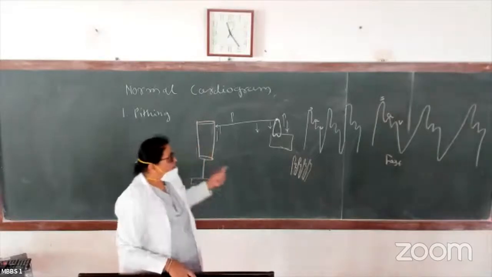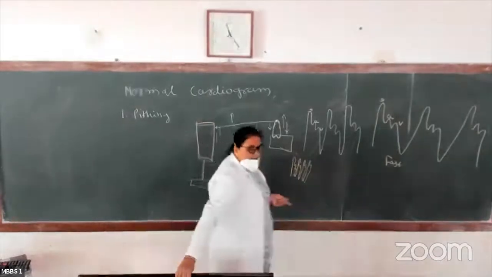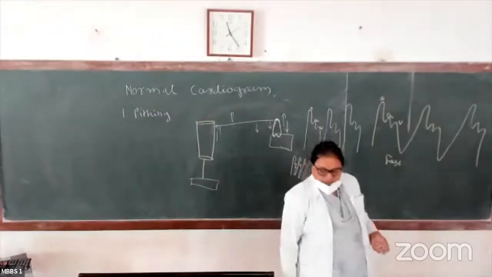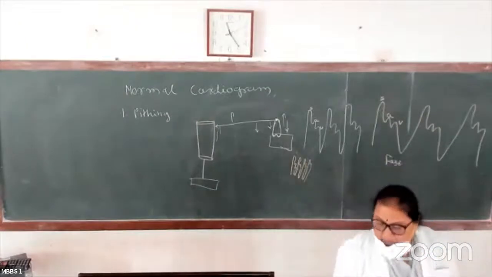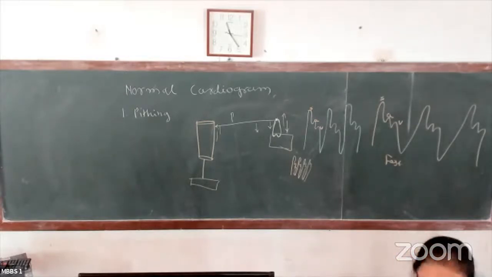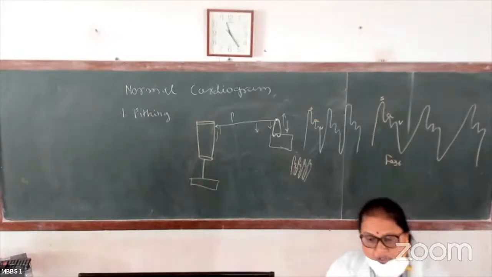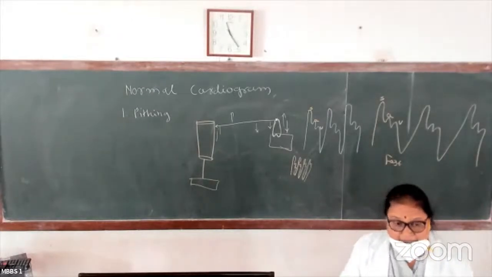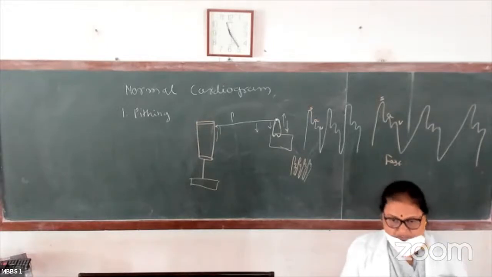Now we see the normal cardiogram. So what is the effect of temperature on the normal cardiogram? For this practical, the procedure is the same: pithing of the frog, dissection of the frog, mounting of the frog's heart. Then recording of the normal cardiogram. First we record the normal cardiogram, and then what is next? Now we are studying the effect of temperature on the frog's heart.